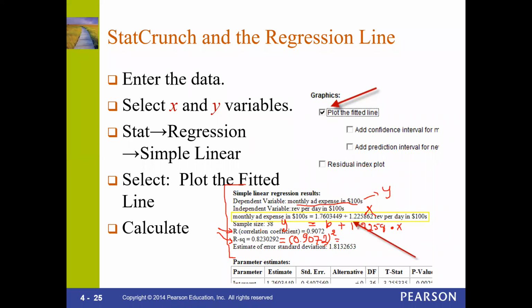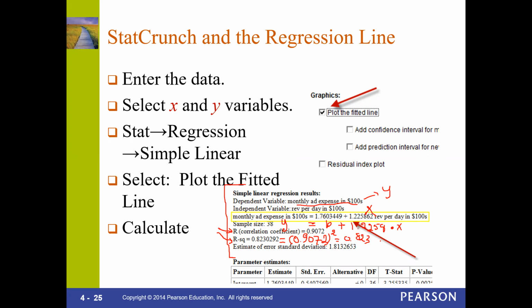Okay, so just to double check, can somebody use a calculator and do 0.9072 times 0.9072, or just square that? What does it give you? 0.9072 squared, how much is that? Use a calculator just to verify. Thank you. That's going to give you 0.823. See that? This is called R square.